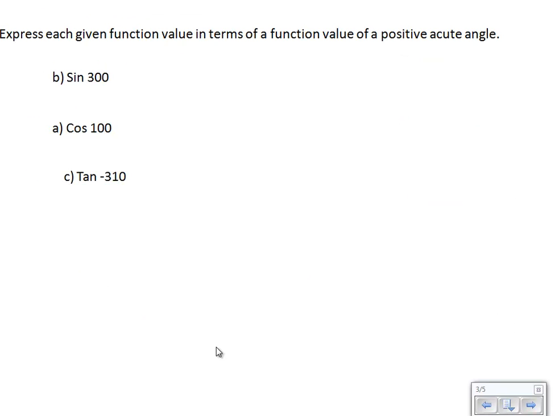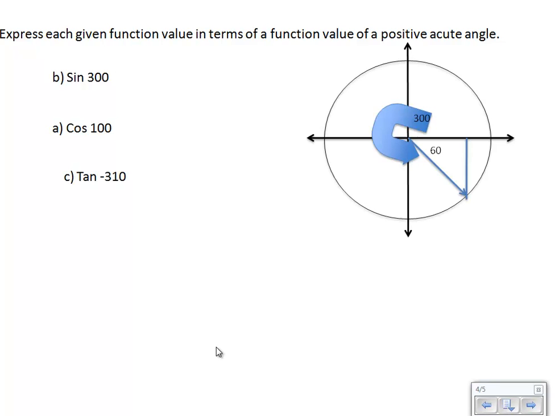All right? Express each given function value in terms of a function value of a positive acute angle. First of all, I look at all of these. They're not all acute. So I have to do reference angles again. So here's 300. If I do a reference angle, it's 60. So I know this is going to be the sine of 60.